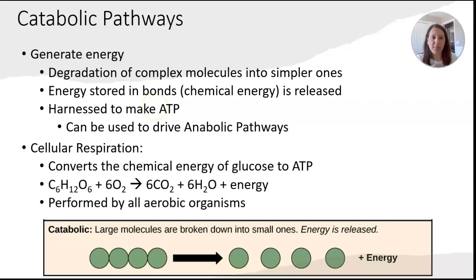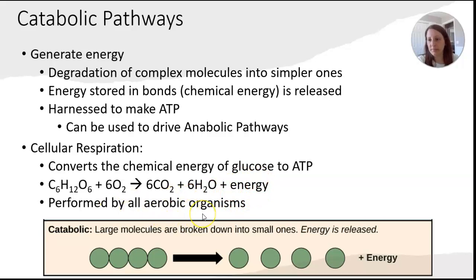An example of a catabolic pathway here is cellular respiration. In cellular respiration, we start off with glucose, C6H12O6, in the presence of oxygen, 6 molecules of O2, which will yield 6 molecules of carbon dioxide, 6 molecules of water, and then, here we go, energy. And we could really substitute in ATP.